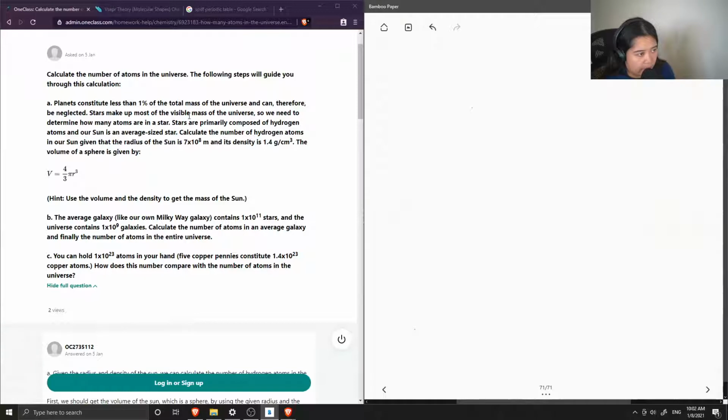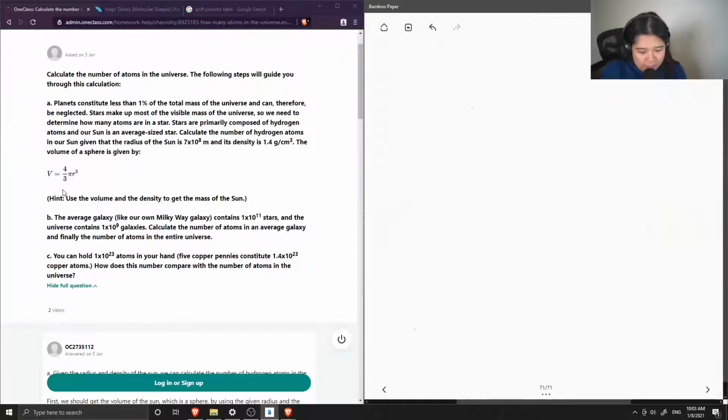Stars make up most of the visible mass of the universe, so we need to determine how many atoms are in a star. Stars are primarily composed of hydrogen atoms, and our Sun is an average-sized star. So calculate the number of hydrogen atoms in our Sun, given that the radius of the Sun is 7 times 10 to the 8 meters, and its density is 1.4 grams per centimeter cubed. The volume of a sphere is given by volume is equal to 4 over 3 pi r cubed. So hint, use the volume and the density to get the mass of the Sun.